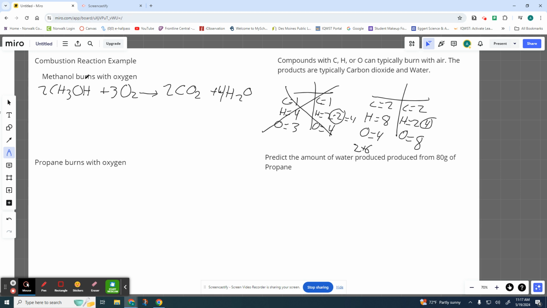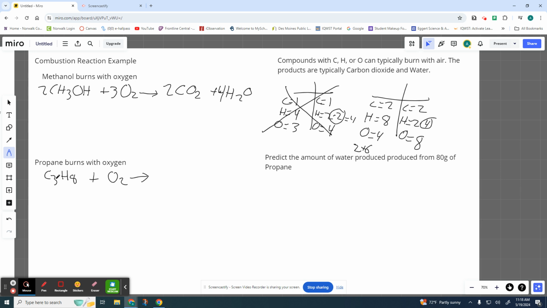So imagine you have propane that burns with oxygen. So again, I'd have to give you this equation. I don't expect you to know this. Propane is made of carbon, 3 of them, H for hydrogen, and 8 of those. So there's propane, no oxygen in this one for propane, but it does react with oxygen in the air, and oxygen is diatomic.